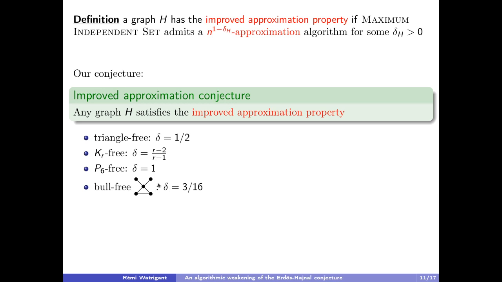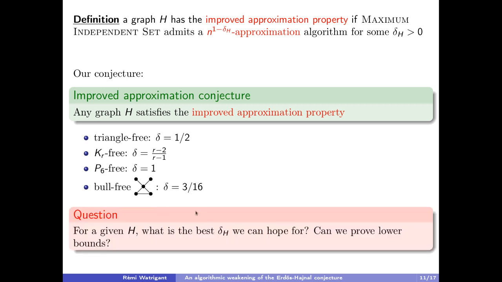The constant delta we obtain for bull-free graphs by using the proof of Erdős–Hajnal for bull-free graphs is 3 over 16. So we have several values of this delta, and a natural question is, for a given H, what is the best constant delta we can hope for? And also, can we prove lower bounds for some graph H? Maybe some approximability ratio is hopeless to obtain, because in the approximability area, we have some tools in order to prove approximation lower bounds. So maybe we can prove some lower bounds on this constant delta. And this is actually what we did.